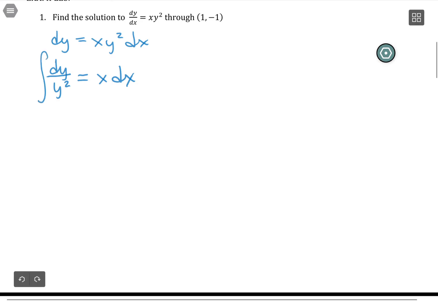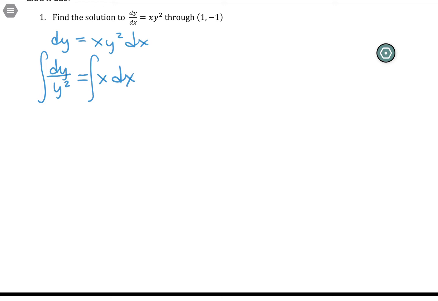Once you get it separated, you can integrate. And the reason you have to separate is because you cannot integrate y's with respect to x or x's with respect to y without getting a lot more into what that actually does. So not doing it here. In multivariable, you'll do more stuff like that.